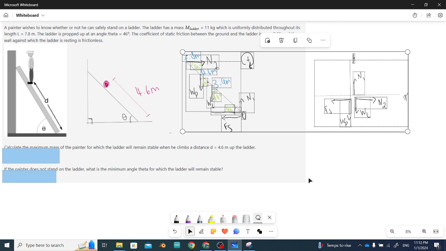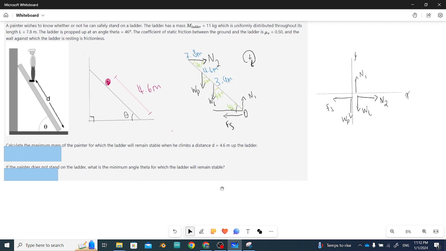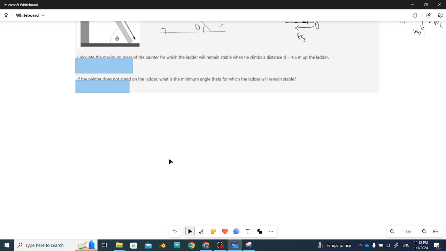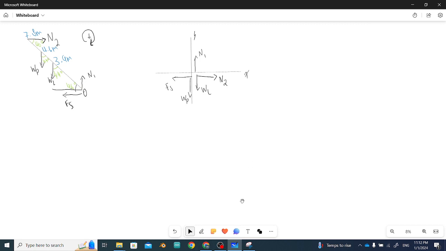So I'll copy that. Here it is. Now, since the ladder isn't rotating or moving, we can assume that the sum of torque is equal to 0 and the sum of forces is equal to 0. So we need to assume that. Now, let's start with torque.